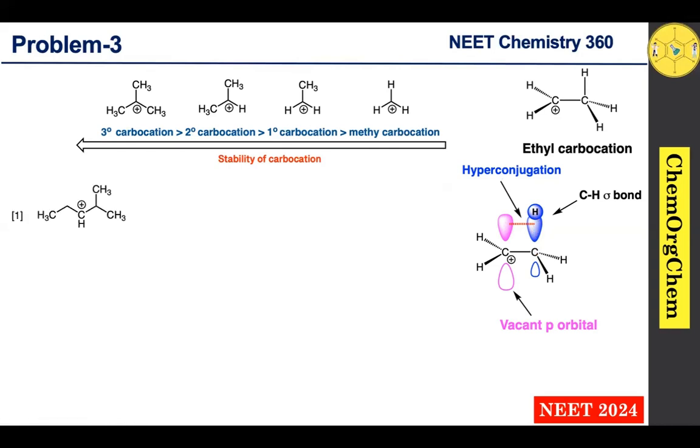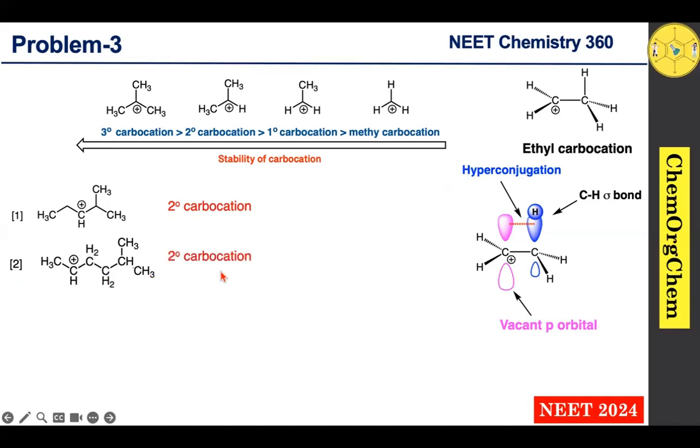Let's move on to our first option. So here you see this is the first option. This carbocation is a secondary carbocation since this carbocation is surrounded by only two carbon atoms. Therefore, this one is a secondary carbocation. Let's move on to our second option. This option is also a secondary carbocation since this carbocation is surrounded by two carbons: here one carbon, here one carbon. Therefore, this one is a secondary carbocation.